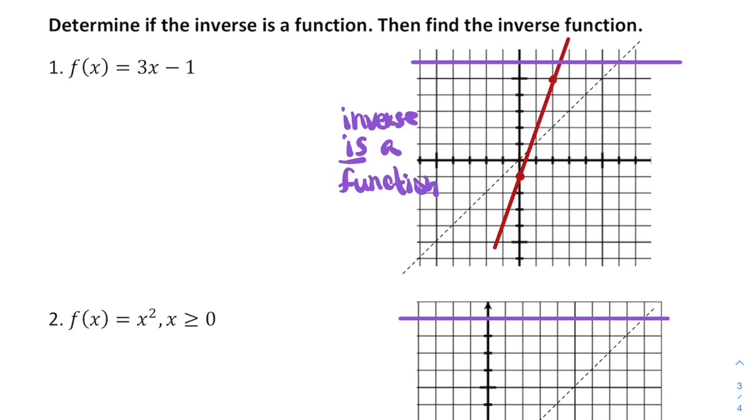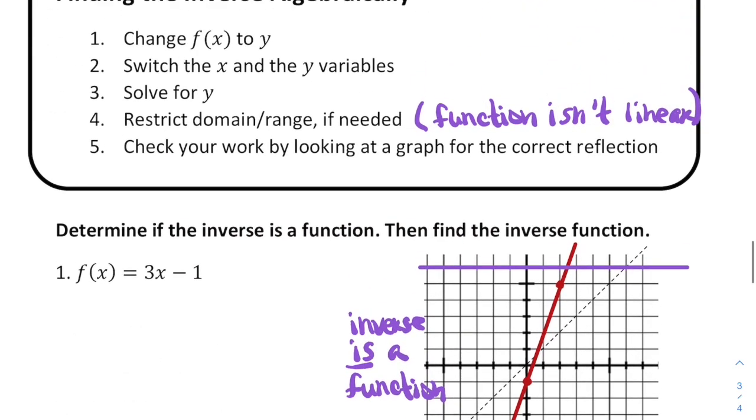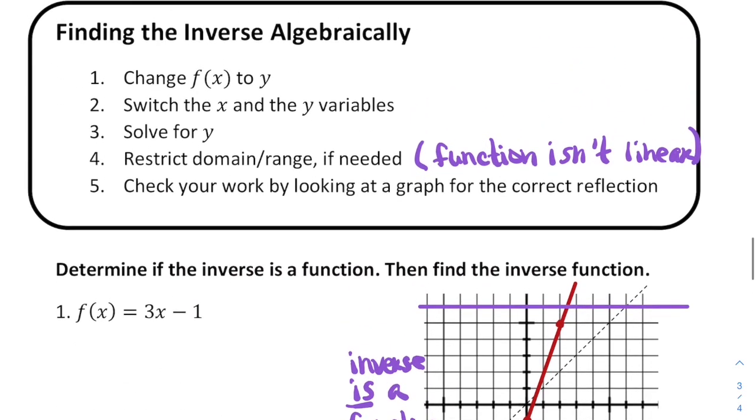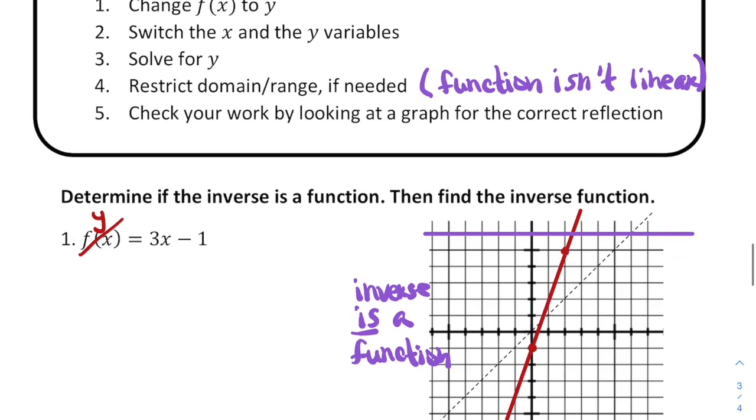And so now we're ready to solve for that inverse. So solving involves, again, the 5 steps. We're going to go through them one by one. So the first thing that we need to do is change f of x to be y. Sometimes y will already be there, but most of the time it's written in function notation. The second thing is switch the x and the y variables. We've got to swap those out. So everywhere I see x, I'm going to put y, and vice versa. So x is equal to 3y minus 1.